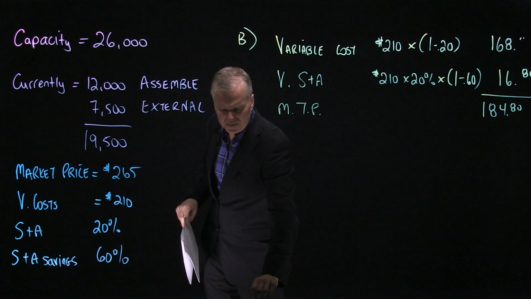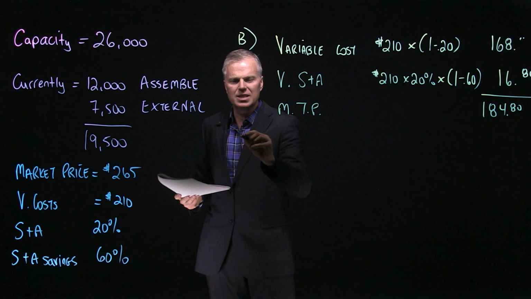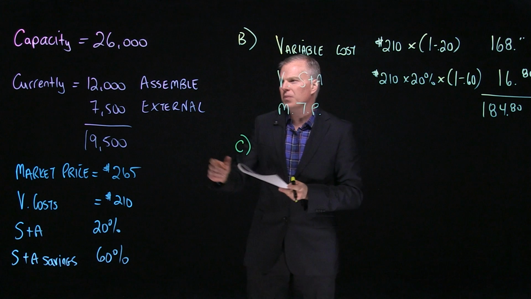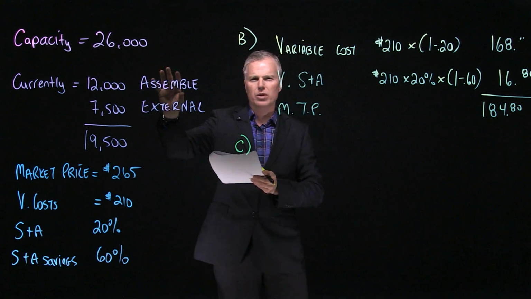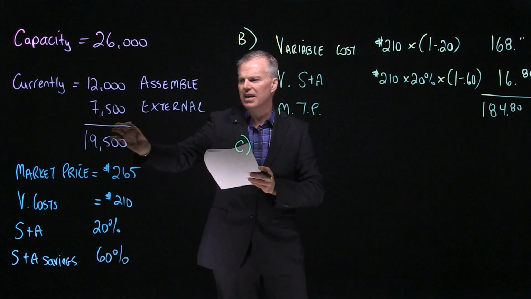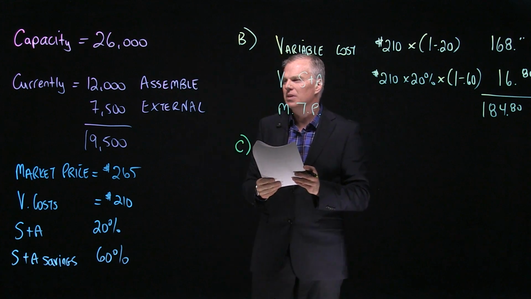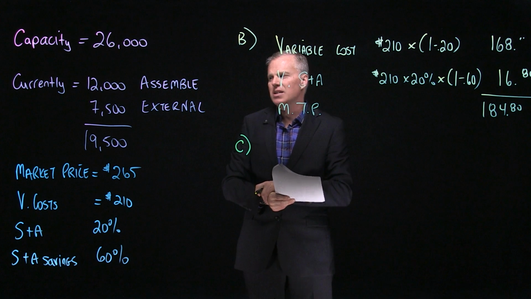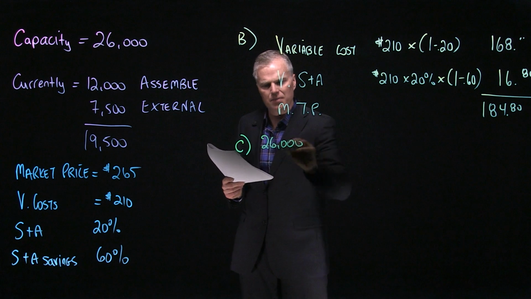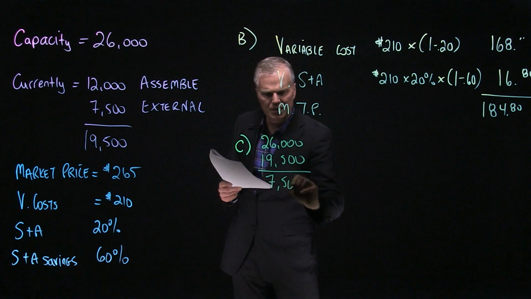Our opportunity is that we can transfer more to assemble. So let's take a look now at how we solve that. Well, for starters, we currently have 12,000 going to assemble. We have 7,500 going external. That means we have 19,500 being produced. Our capacity is 26,000. So that means that right now we have excess capacity of 7,500. So 26,000 minus 19,500 means that we have excess capacity of 7,500.